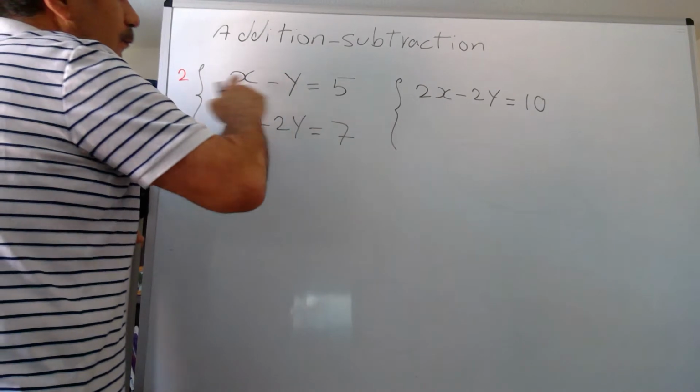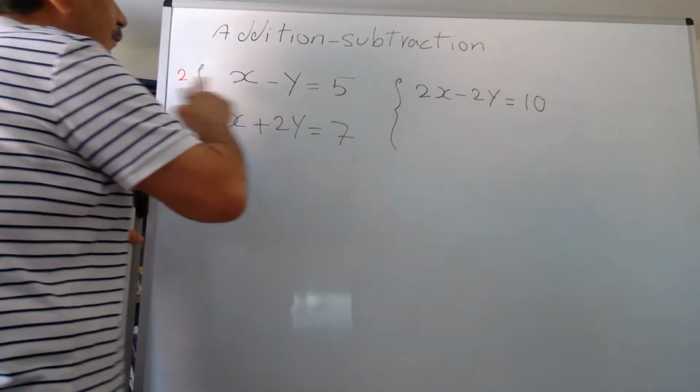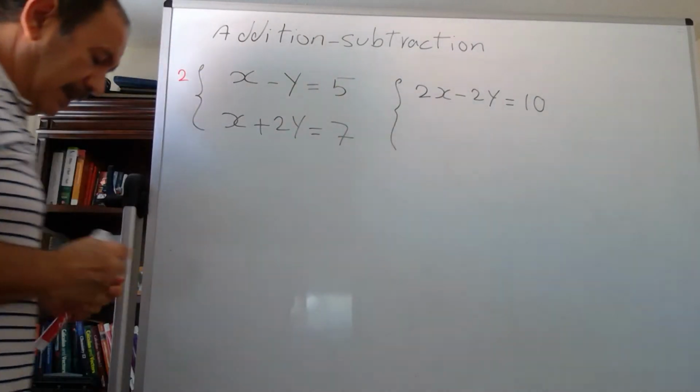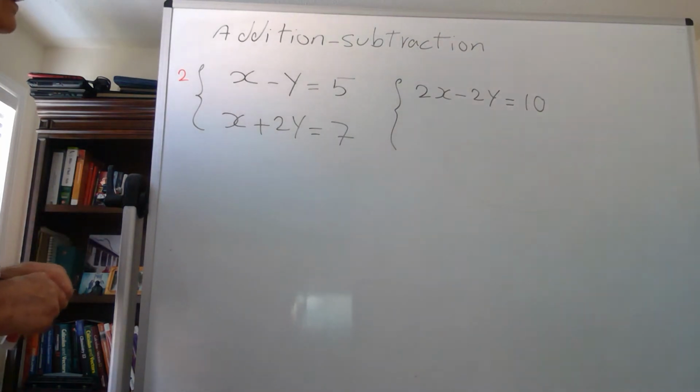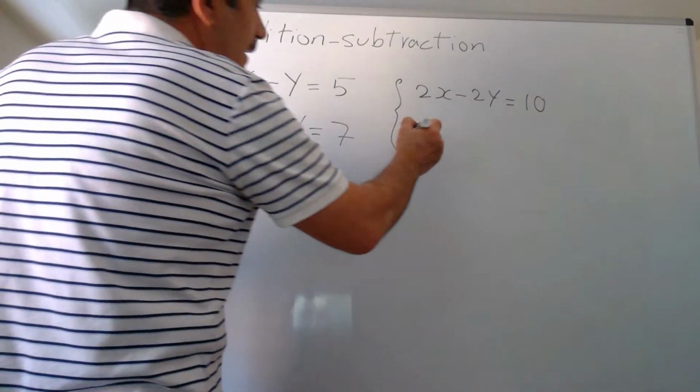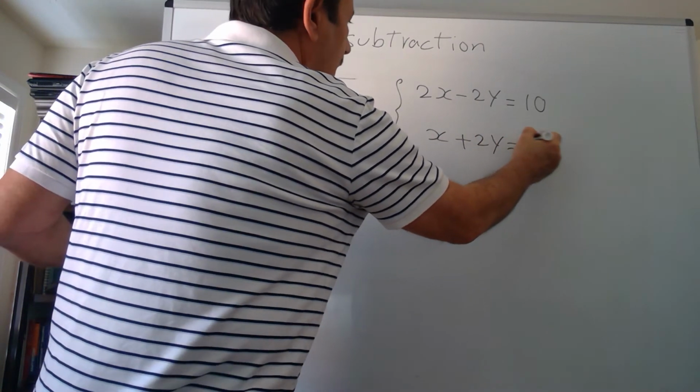2 times 1x is 2x, 2 times negative 1y is negative 2y, and 2 times 5 is 10. Remember, you have to multiply everything, not only one side, and not skip any of the terms. Okay, now what is the bottom one? It is x plus 2y is equal to 7.